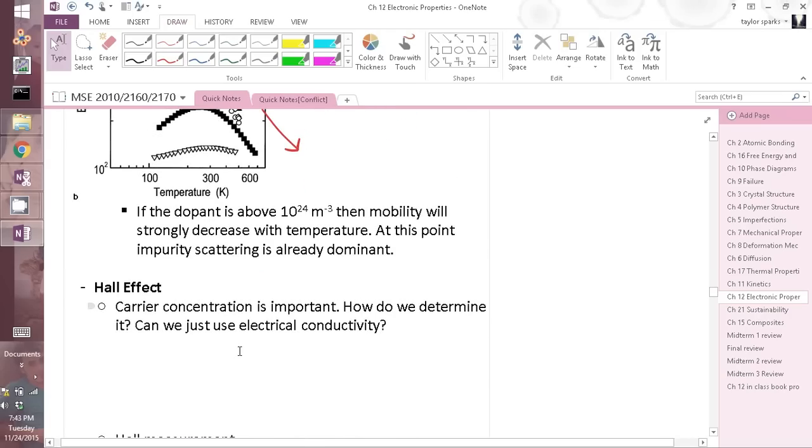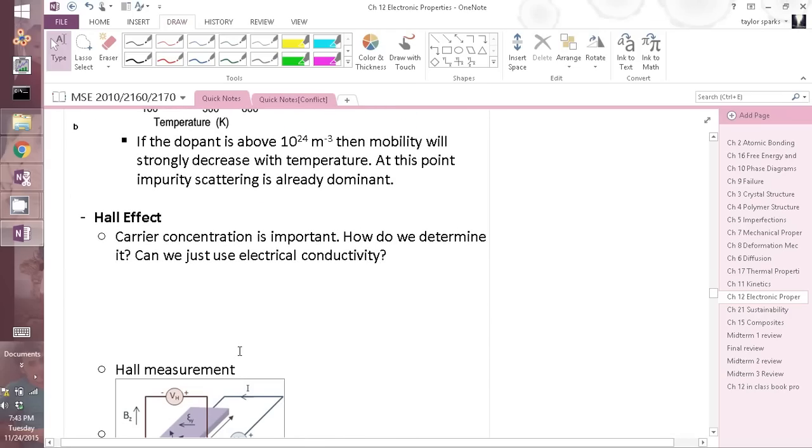Let's talk about the Hall effect. The Hall effect is an important measurement that we make because it tells us whether our electrical conduction is coming from holes or electrons. Why can't we just use electrical conductivity? Electrical conductivity tells us how much electrical current is able to move through our material, but since both holes and electrons are equally capable of carrying electrical current through our material, we can't differentiate which one is carrying it if we don't do a Hall measurement.